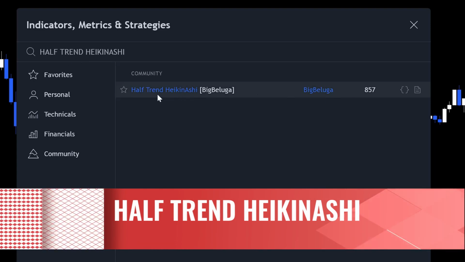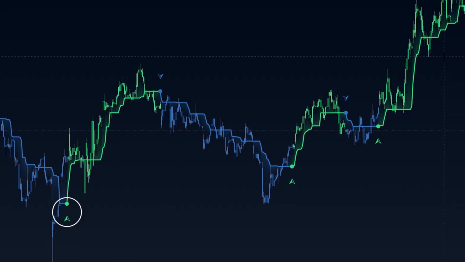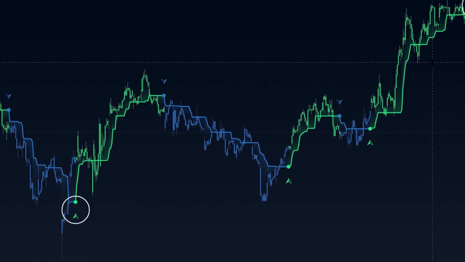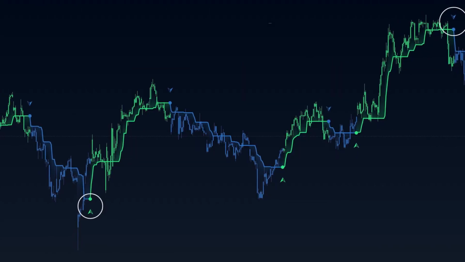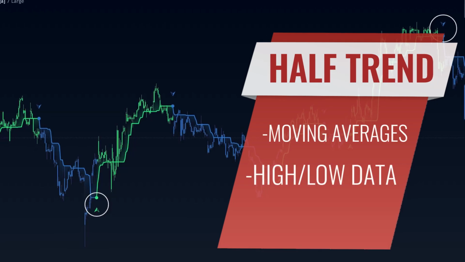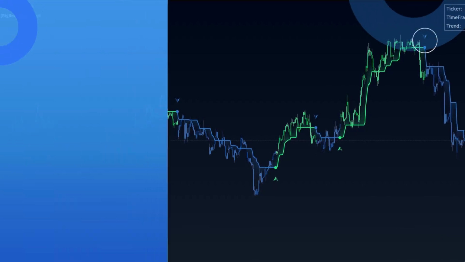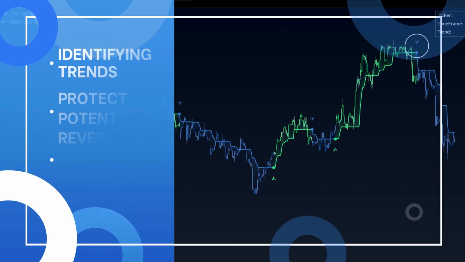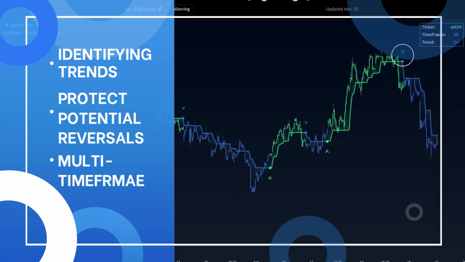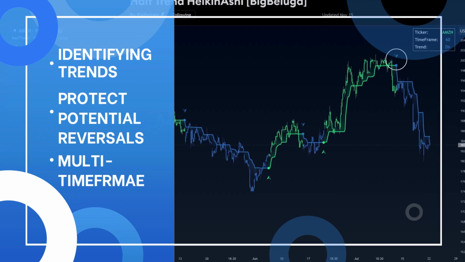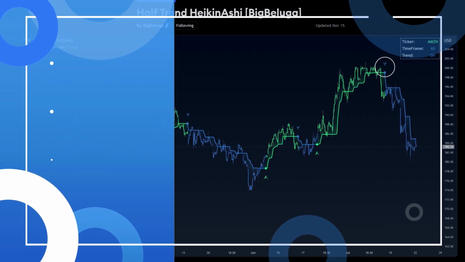At this point, you might be wondering, why are you using the half-trend Heikin-Ashi indicator? It's an excellent question, and the answer lies in its ability to analyze the market by taking into account moving averages and the highest and lowest price data value. This powerful combination helps to identify trends, predict potential market reversals, plus it works seamlessly across multiple time frames and provides a cumulative trend score, ensuring that you're always well equipped to handle any market situation.